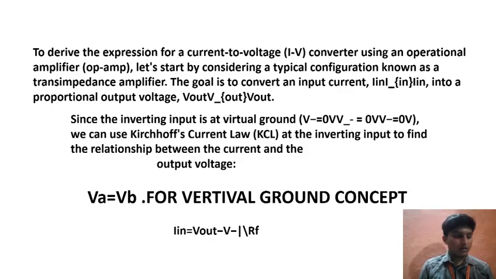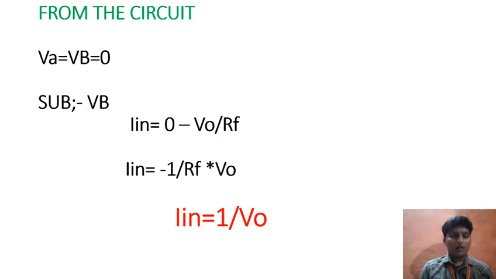This is equation number one. From the circuit, VA is equal to VB is equal to 0, so we substitute VB in equation number one. IN is equal to 0 minus V naught divided by RF, where RF is the feedback resistance, and IN is equal to minus 1 by RF into V naught.